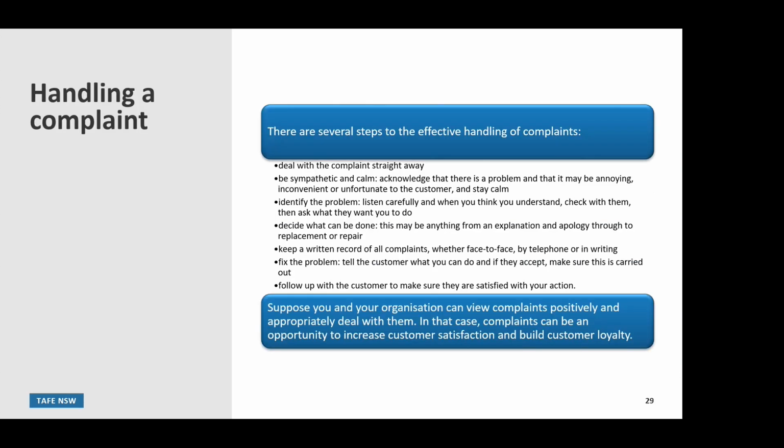So there are steps that are outlined in the book for handling complaints. Number one, deal with the complaint right away. Be sympathetic and calm. Identify the problem. Listen carefully. And when you think you're understood, check with them and ask what they want you to do. Decide what can be done. It may be anything from an explanation and apology through to replacement or repair.